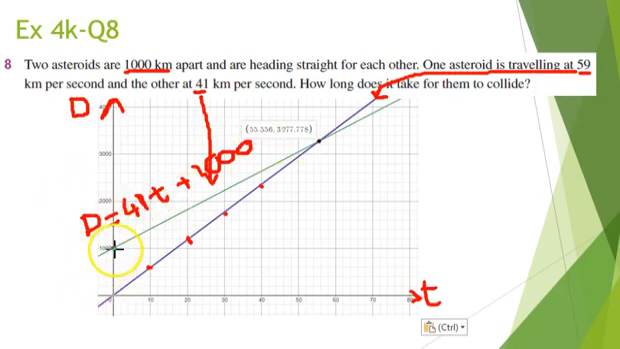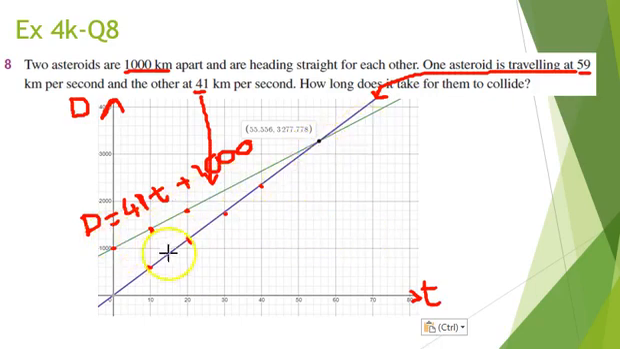So we do the same. We plot the points. At t equals 0, the distance is 1,000, so we have that point here. Again, at t equal 10, we're going to have a distance of 1,410, so it's around here. We plot a few more points. At t equal 20, we get another point here. We plot, and then we end up with these two lines.